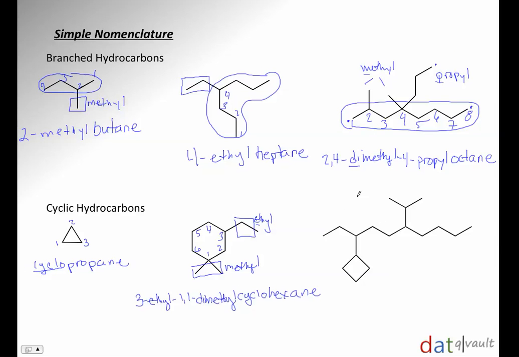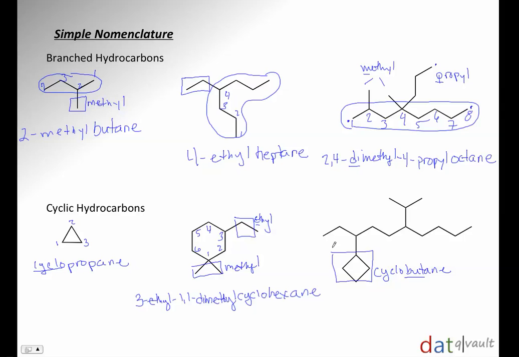Alright, let's do one more example, getting again a little bit more complicated. So we notice we also have a ring in this molecule, and this one is going to be a 4-membered ring, so it's going to be cyclobutane. Notice how important knowing that table is for knowing the number of carbons in either the ring or the linear form.